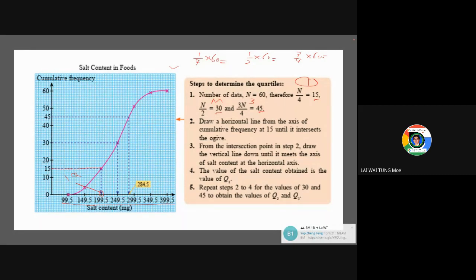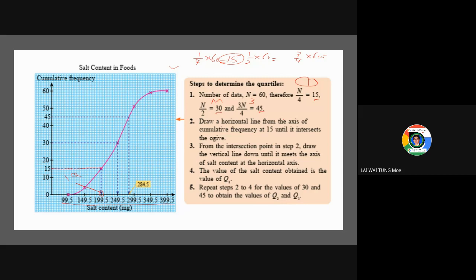After you use the formula to calculate the value of 15, you have to refer to the y-axis and draw a straight horizontal line across until you meet the OGIF, and then go down. When you go down to the x-axis, this value is your first quartile.